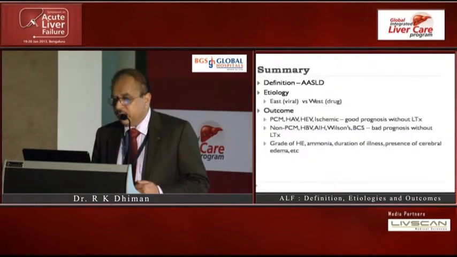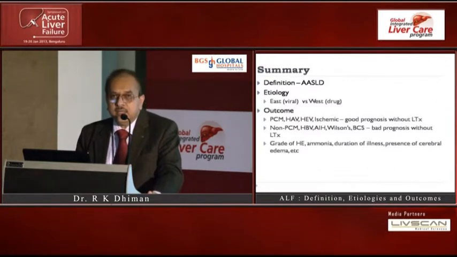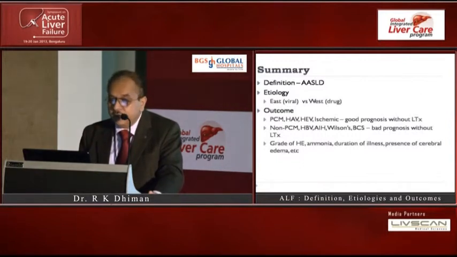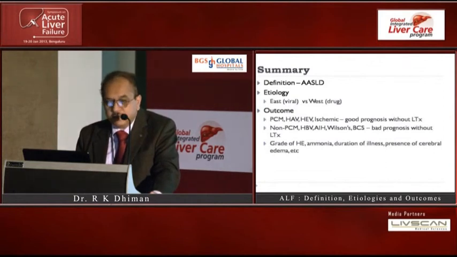So ladies and gentlemen, I would like to summarize. I've discussed that the definition proposed by the ASLD or ALF study group is the most appropriate one. It takes account of everything, and the etiologies east and west differ, viral versus drug-induced. As for outcome, paracetamol, hepatitis A virus, HEV or ischemic causes have a good prognosis, and survival is good even without transplantation, while it is worse in patients with ALF due to non-paracetamol drug injury, hepatitis B virus, autoimmune hepatitis, Wilson's and Budd-Chiari. Other prognostic factors include hepatic encephalopathy, ammonia, and so forth. Thank you.